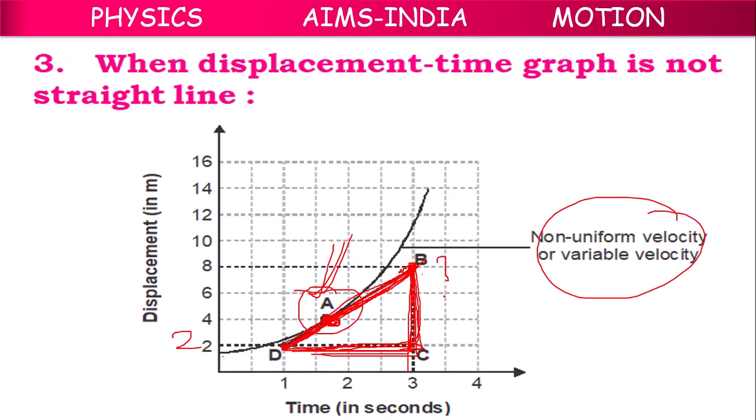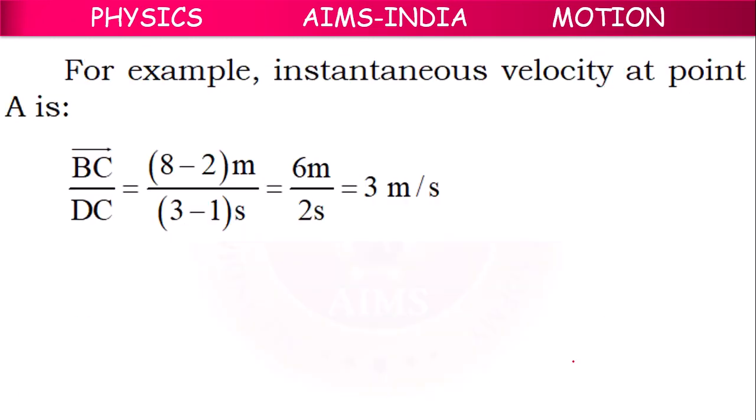For example, here, suppose we take BC. BC is nothing but the y value. Here, the y value changes from 2 to 8, which means it is 6 meters. And if we take this value, at D we have 1 second, at C we have 3 seconds. DC measurement will be 2 seconds. So 6 meters by 2 seconds, 3 meters per second is the correct answer.